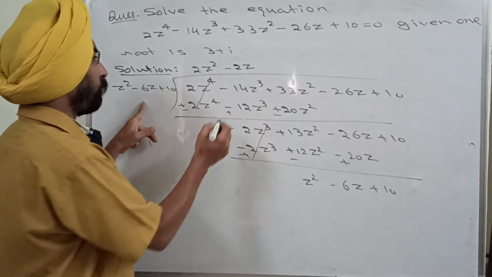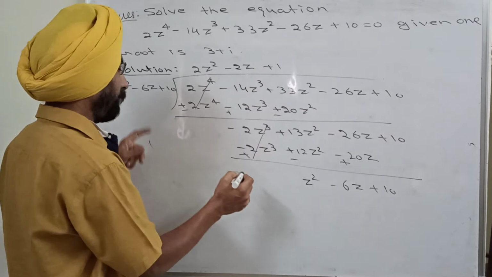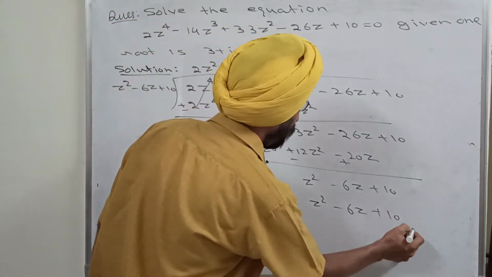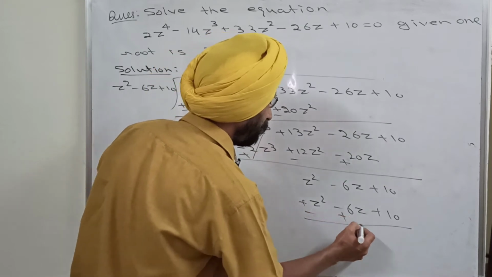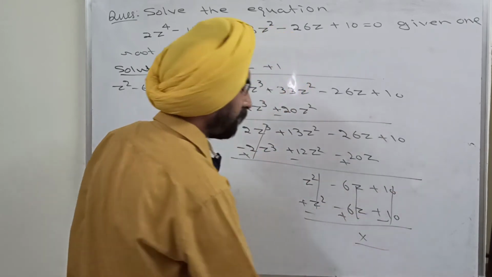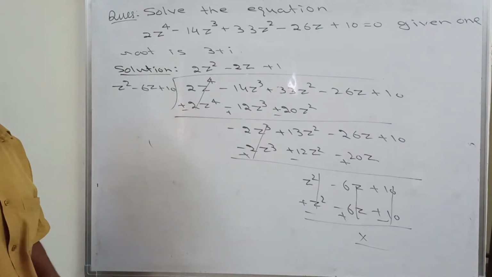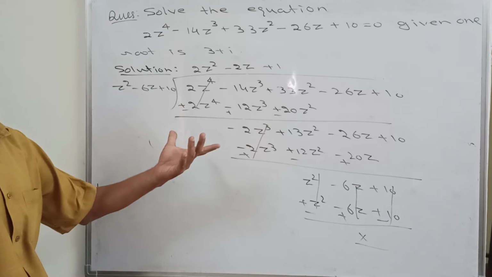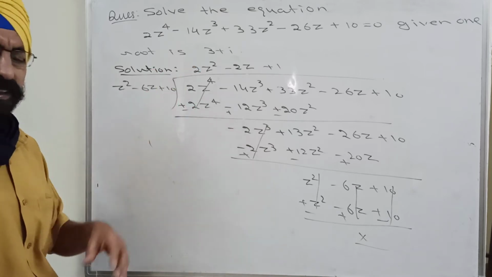Now what do you have to do? Just multiply by 1. You will get z^2 minus 6z plus 10, and changing sign and adding, all the terms will be cancelled, giving no remainder. That means the factor was exact, and it was because the factor was made by the two roots of the given equation.